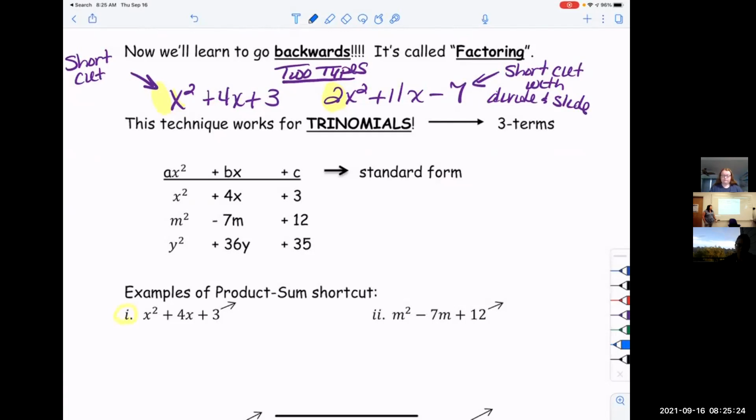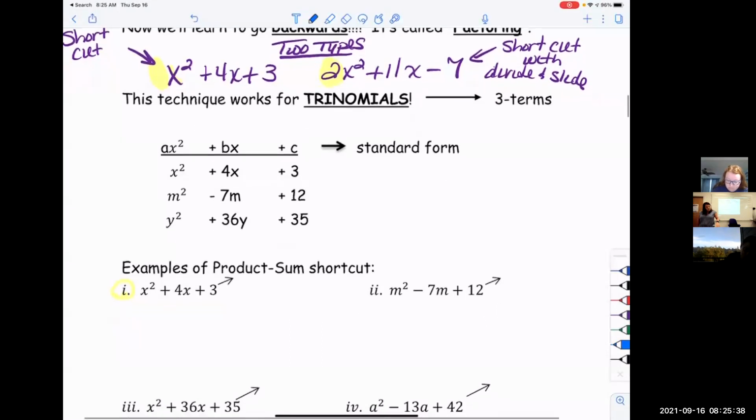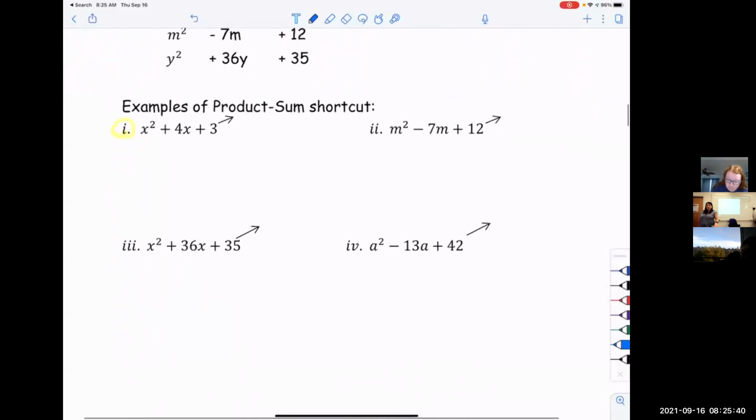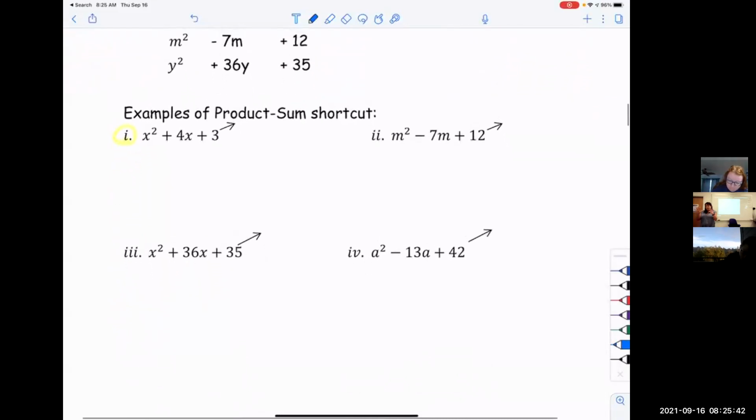All right, so what we're gonna do is, first of all, let me just point out, standard form is when your exponents descend as you go. So we're gonna be working from standard form. When you see a trinomial, which just means three terms, we've got three terms there. What we're gonna do is the product sum shortcut. So this number on the end is the product number, and this number in the middle is your sum number. Always, that never changes.